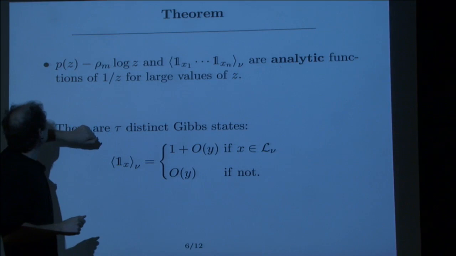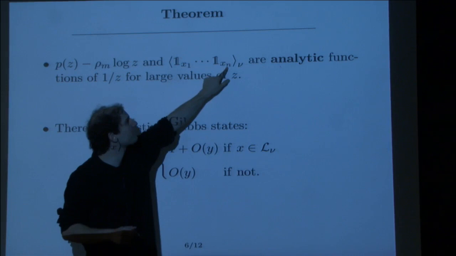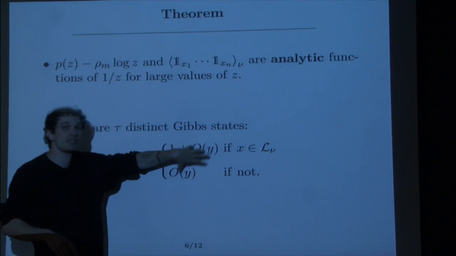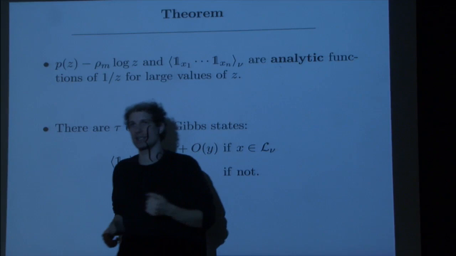So what I prove is that this observable here, which is the joint probability of having a particle at x1 through xn, for this case it's enough to just look at one of them, is an analytic function of 1 over z, which means that I can expand in y and I can bound these error terms. Now I do the same thing for the pressure. I guess I'll skip that.